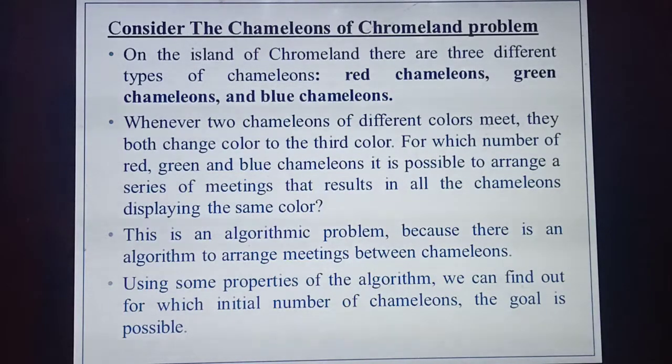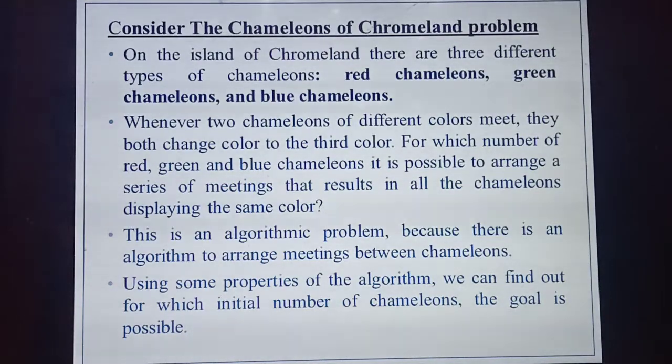For example, take 5 red chameleons and 5 green chameleons. They are arranging a meeting among them. They are equal in number: red 5 and green also 5. So if they are equal in number, automatically they will change to the third color. Red and green are in equal number. What's the third color students? Blue color. So automatically they change their color to blue.